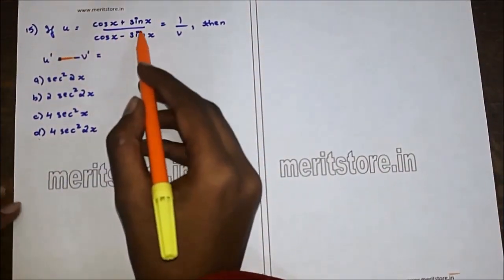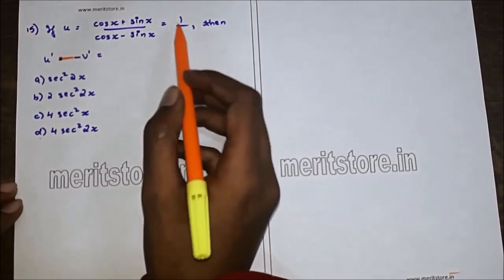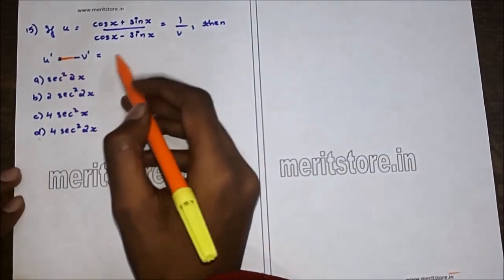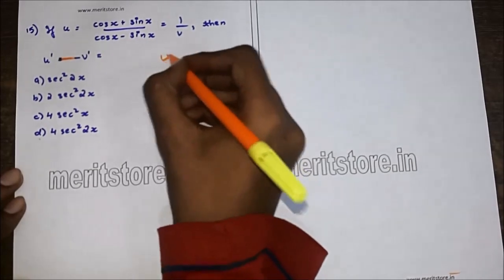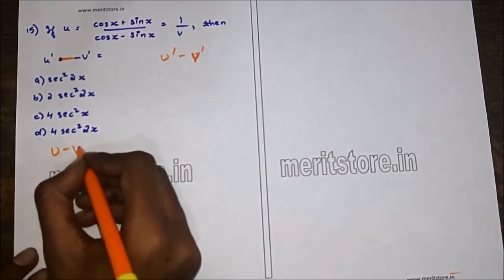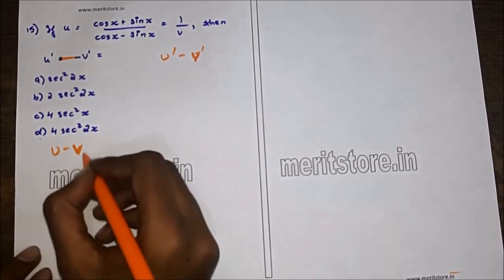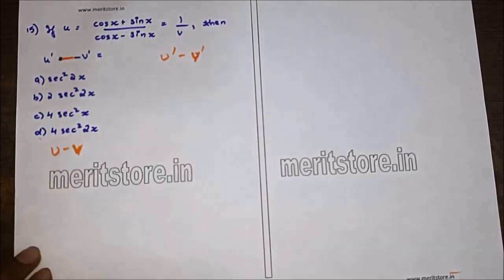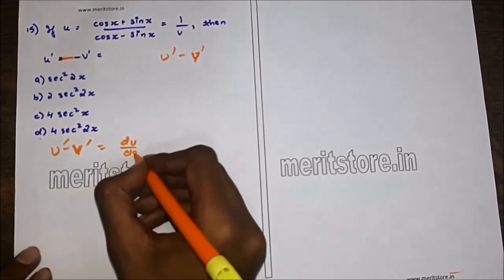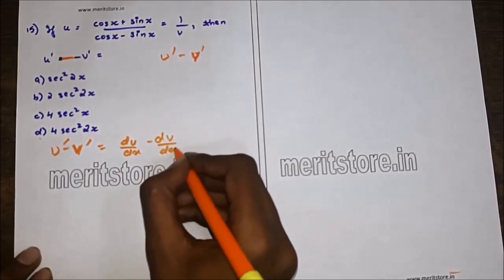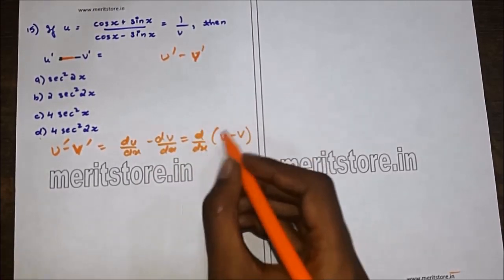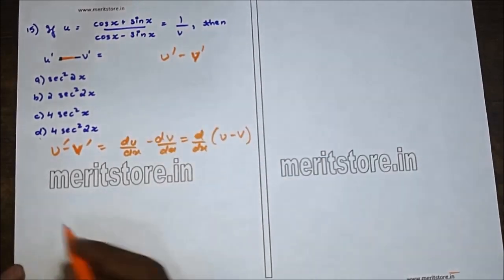If u is (cos x plus sin x) upon (cos x minus sin x), which is equal to 1 by v, then the value of u dash minus v dash is, these are the options. We have to find u dash minus v dash. So first we find u minus v, and then we differentiate this with respect to x. So u dash minus v dash is du by dx minus dv by dx, which is equal to d by dx of u minus v. So v is the reciprocal of u.